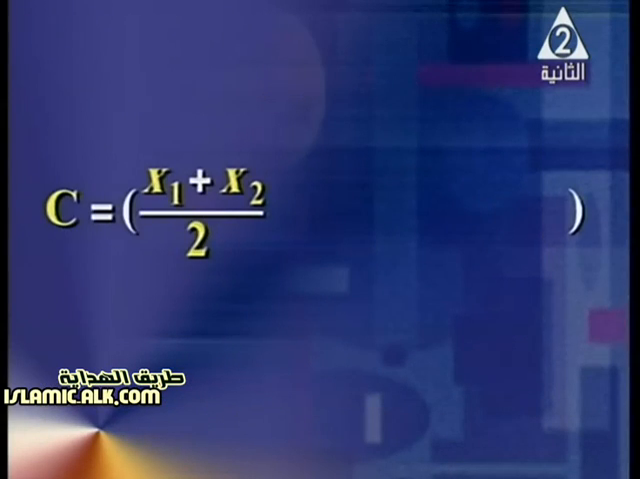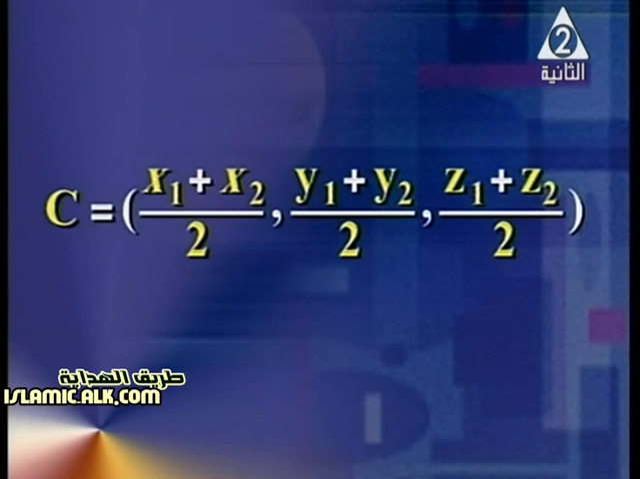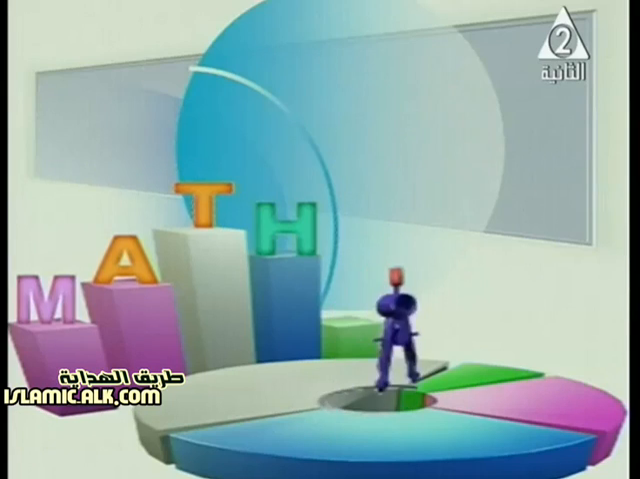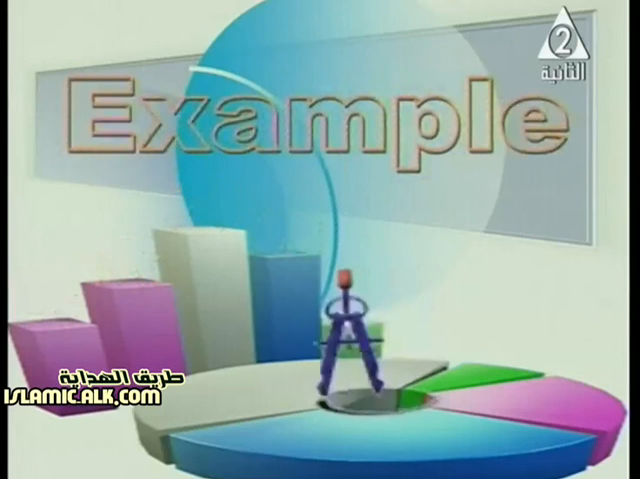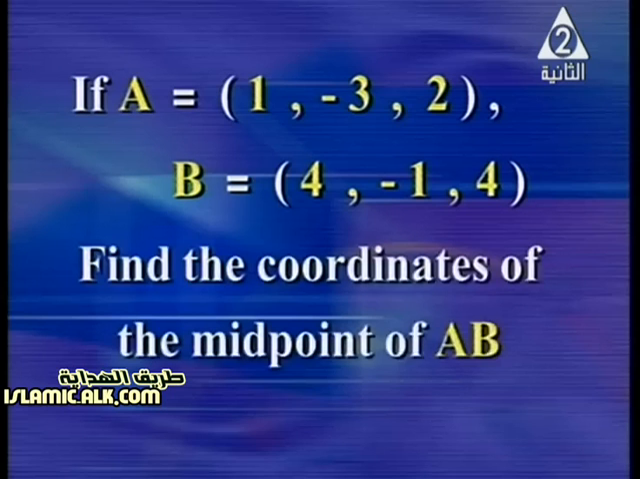Then the rule is (x1 + x2)/2, (y1 + y2)/2, (z1 + z2)/2. Look at the example. If point A is (1, -3, 2) and point B is (4, -1, 4), find the coordinates of point C, the midpoint of AB.